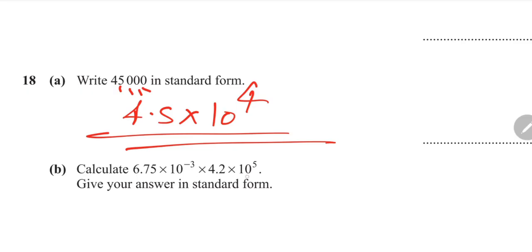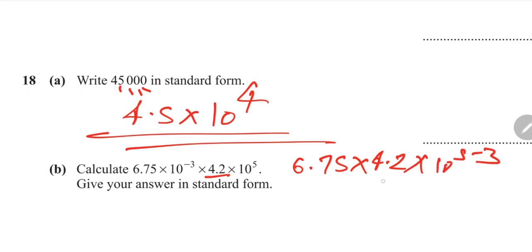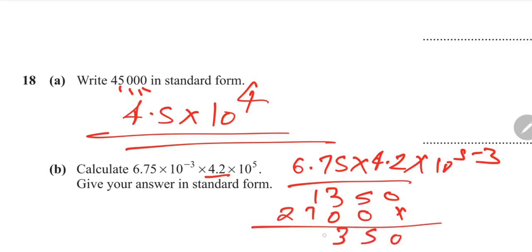Next question: calculate, giving your answer in standard form. Okay, so a minus power will be subtract. First, 6.75 multiply 4.2, and the powers are 10 raised to 5 and 10 raised to minus 3. So when we multiply 6.75 by 4.2, we do the long multiplication step by step. So this gives 28.350, and here the power is 10 raised to 2 because 5 minus 3.